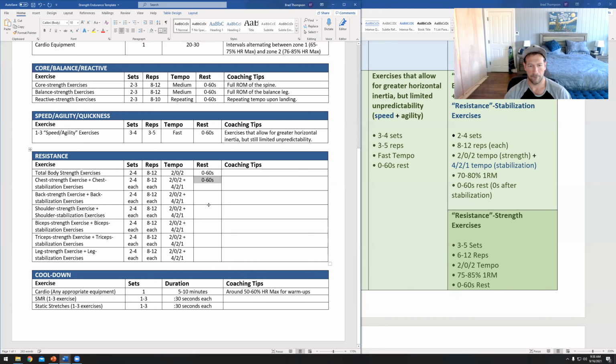Questions on hypertrophy, guys? I know that one's the simplest, but I just want to check in. Feel good about that one? Pretty good. Love that. So there's our hypertrophy template. Let's do max strength. Next.